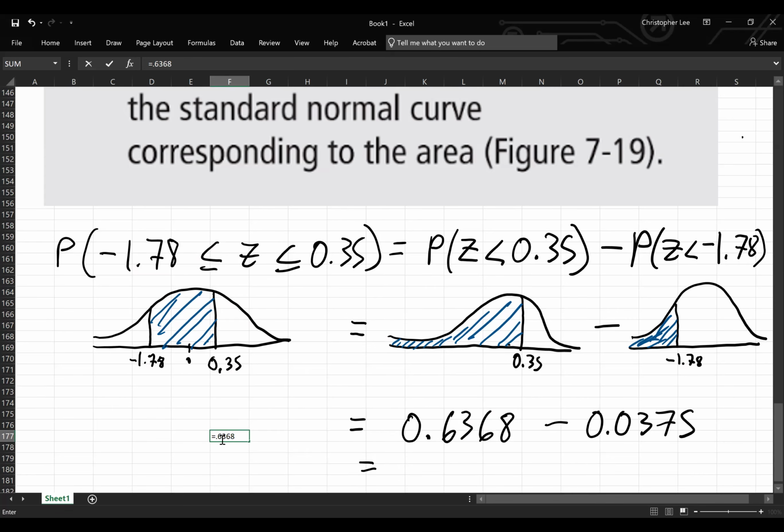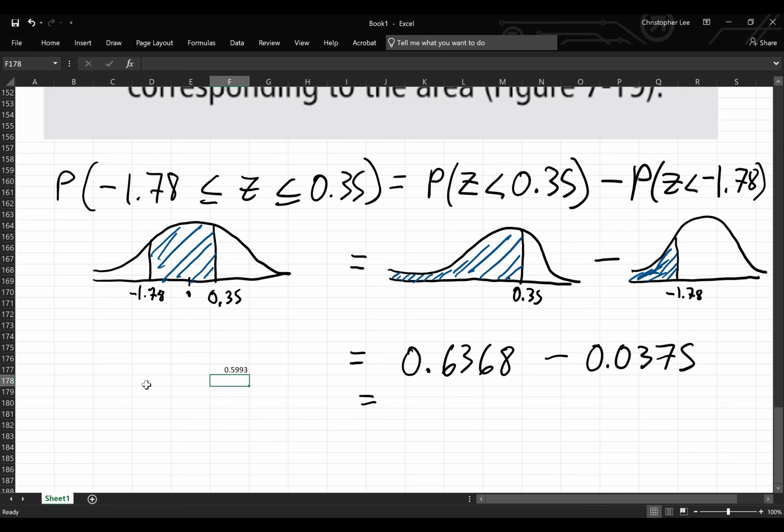Use your nice little calculator. It's 0.5993. That's right. So we good? All right, good. Just get ready to take this.